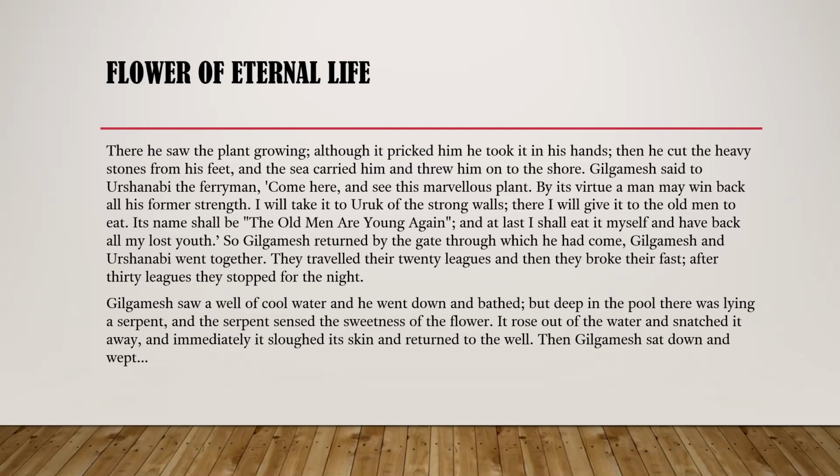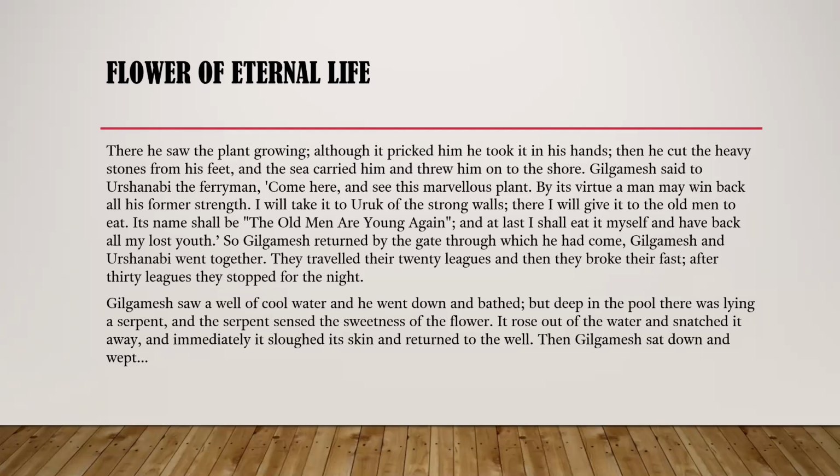So you see, this is the desire of Gilgamesh. And Gilgamesh thought that he already found this flower of eternal life. So Gilgamesh returned by the gates through which he had come. Gilgamesh and Urshanabi went together. They traveled there 20 leagues, and then they broke their fast. After 30 leagues, they stopped for the night. Gilgamesh saw a well of cool water, and he went down and bathed.